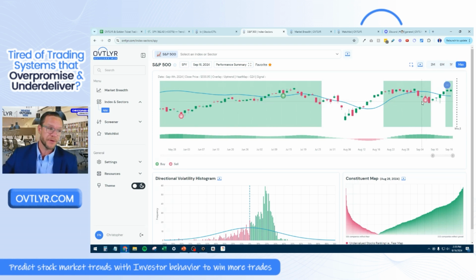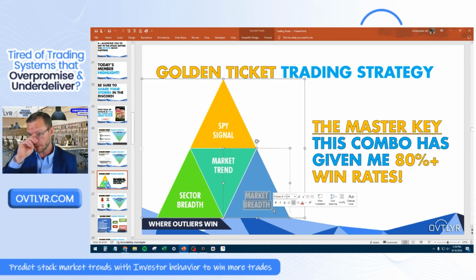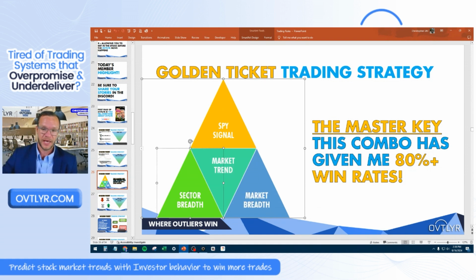So it might reverse course. I don't actually know, and I'm not going to force it either, right? Because with the golden ticket trading strategy, as I mentioned before, we follow the rules. So SPY signal is currently bearish. The market trend is currently bullish. Market breadth has turned and might be heading bullish in the near future. And then if we did find a stock to trade, we'd look at that sector breadth.